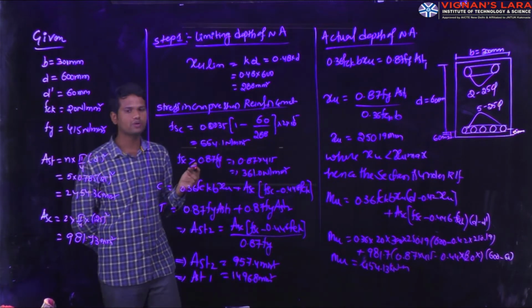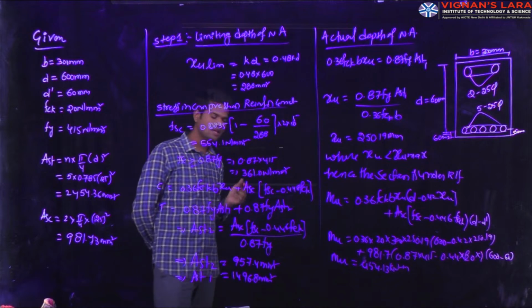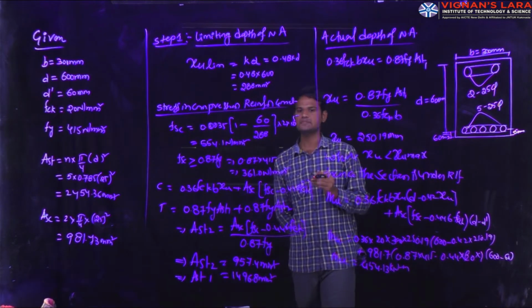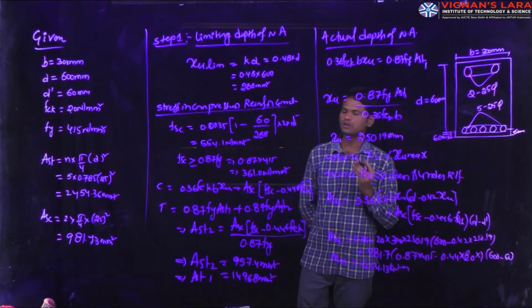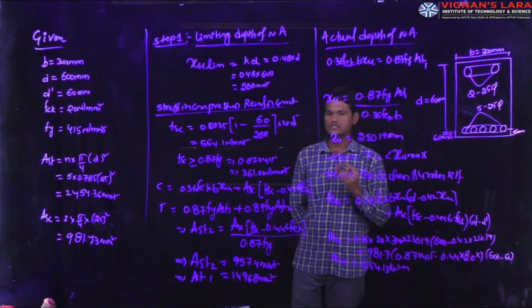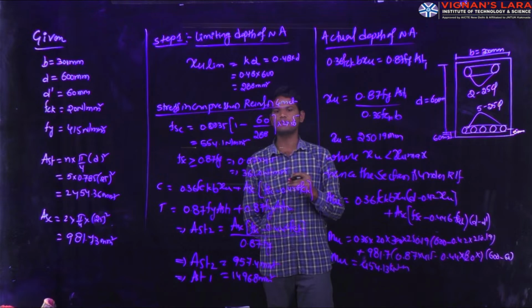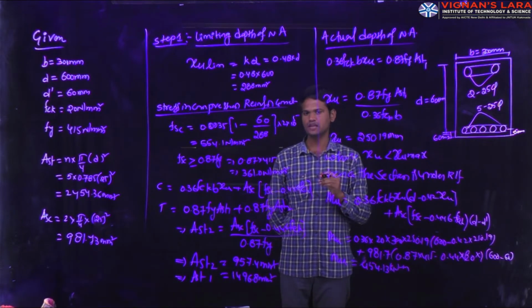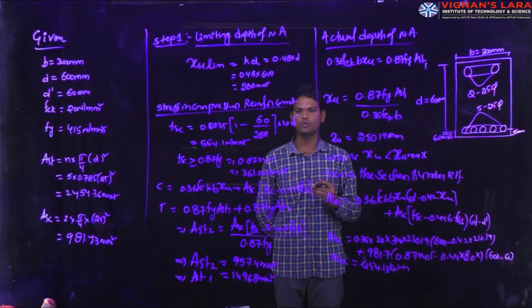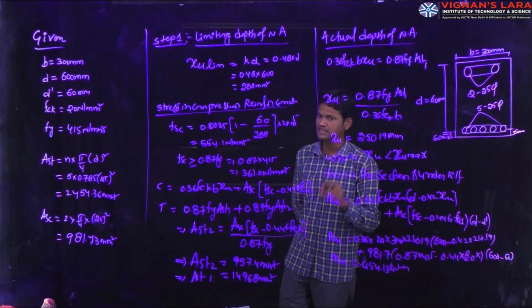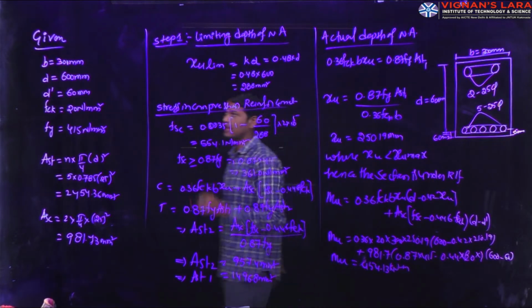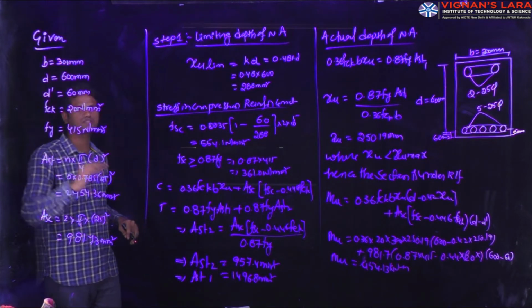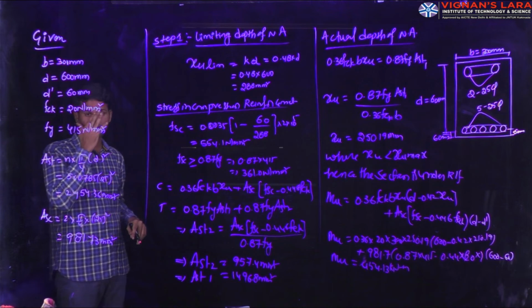How we have to calculate for such type of problem is, first we have to calculate the limiting depth or maximum depth of the neutral axis. Then you have to calculate the actual depth of the neutral axis. In third step, we have to compare the limiting depth as well as actual depth. In the fourth step, we have to calculate the moment of resistance in compression or in tension. First I have written here all the step by step procedure. Step by step I will explain all these parameters.